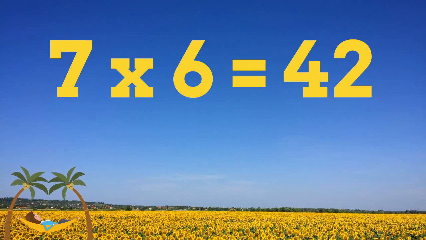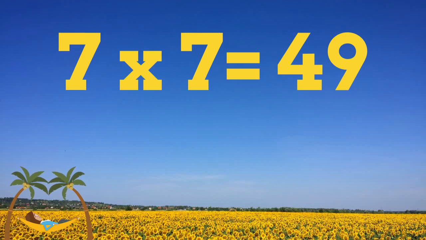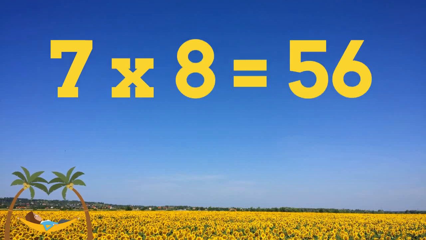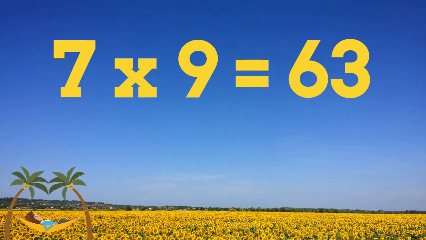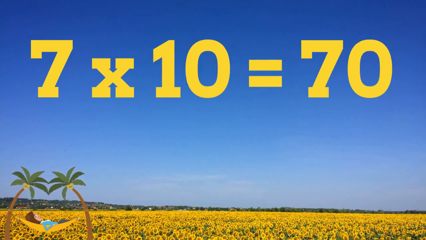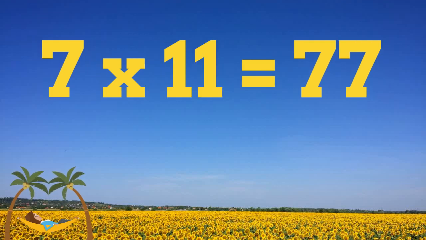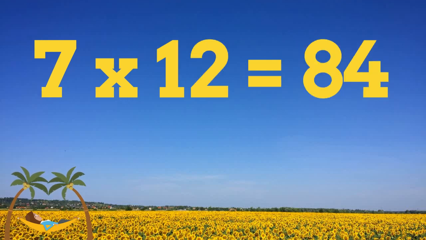7 times 6 is 42. 7 times 7 is 49. 7 times 8 is 56. 7 times 9 is 63. 7 times 10 is 70. 7 times 11 is 77. 7 times 12 is 84.